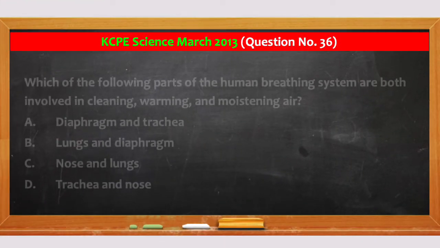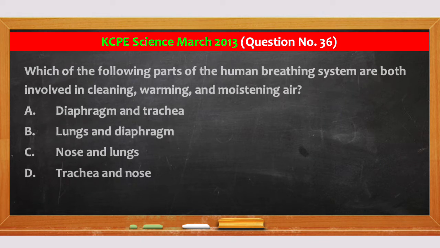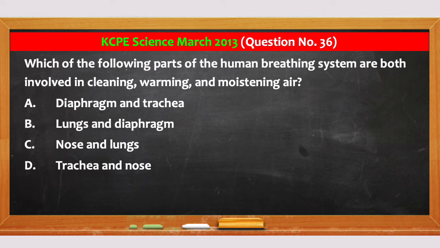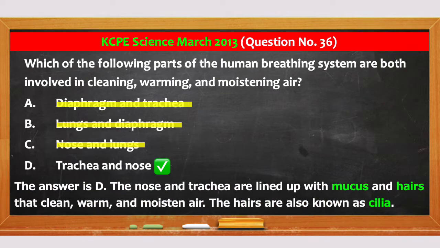Which of the following parts of the human breathing system are both involved in cleaning, warming, and moistening air? A. Diaphragm and trachea. B. Lungs and diaphragm. C. Nose and lungs. And D. Trachea and nose. The answer is D. The nose and trachea are lined with mucus and hairs that clean, warm, and moisten air. The hairs are also known as cilia.